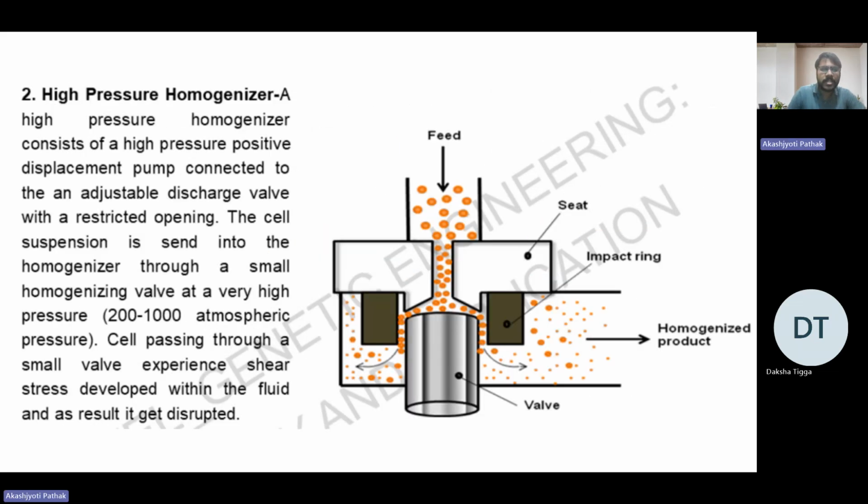Then there is the high pressure homogenizer, which is also commonly called the French press. These French presses are present in different laboratories. You have this instrument, and there is a chamber inside it. You pour your cell lysate in this chamber, and then there is a steel metal cylindrical rod-like object, and you press this.